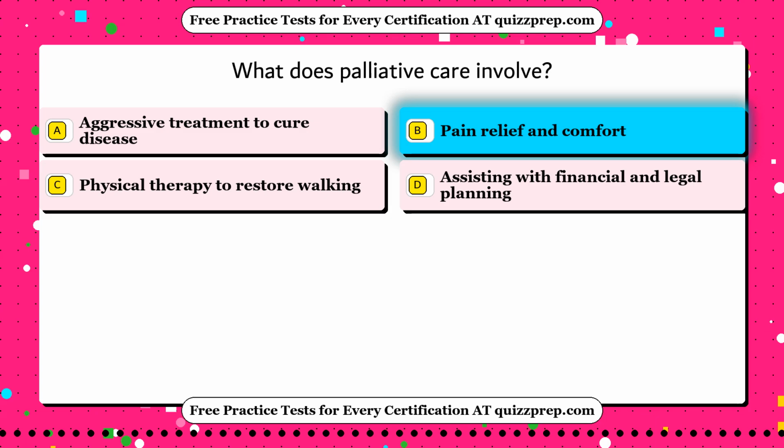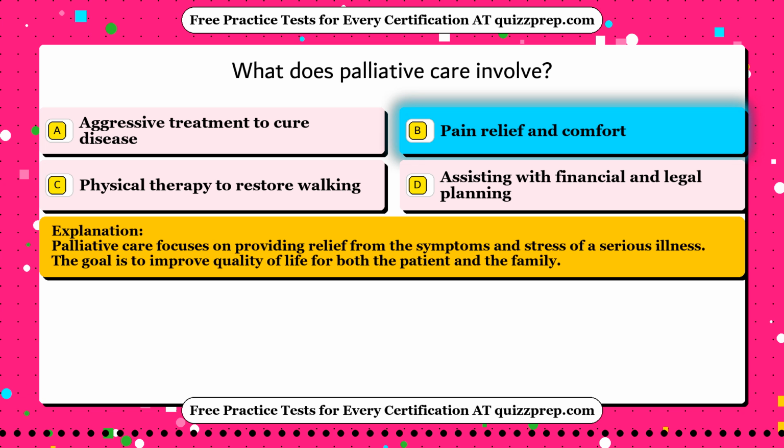The correct answer is option B, pain relief and comfort. Palliative care focuses on providing relief from the symptoms and stress of a serious illness. The goal is to improve quality of life for both the patient and the family.